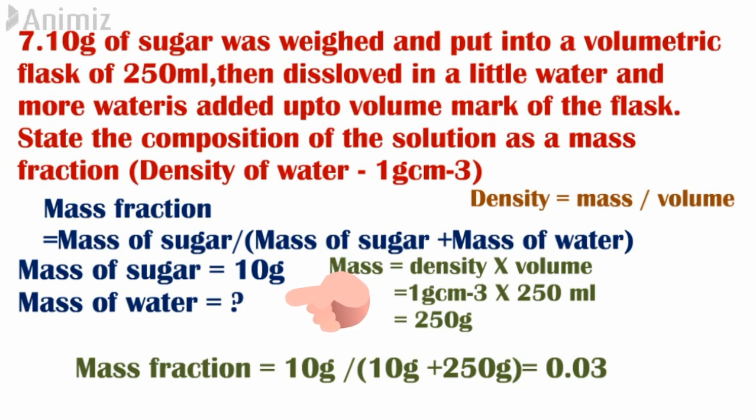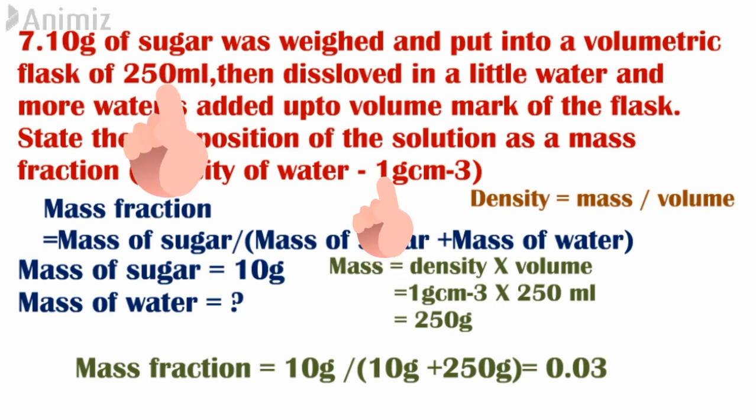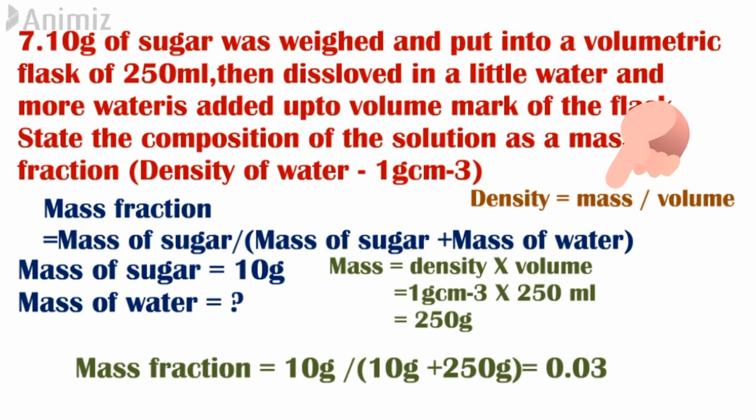But in the data they have given the volume of water and the density of the water. So using these two data, we can find the mass of water. Density is equal to mass over volume. Therefore mass equals density into volume, which gives the answer as 250 gram. Now we know the mass of water. So if we apply these to the mass fraction, the answer will be 0.03. So here I have explained the basic parts of the calculations.